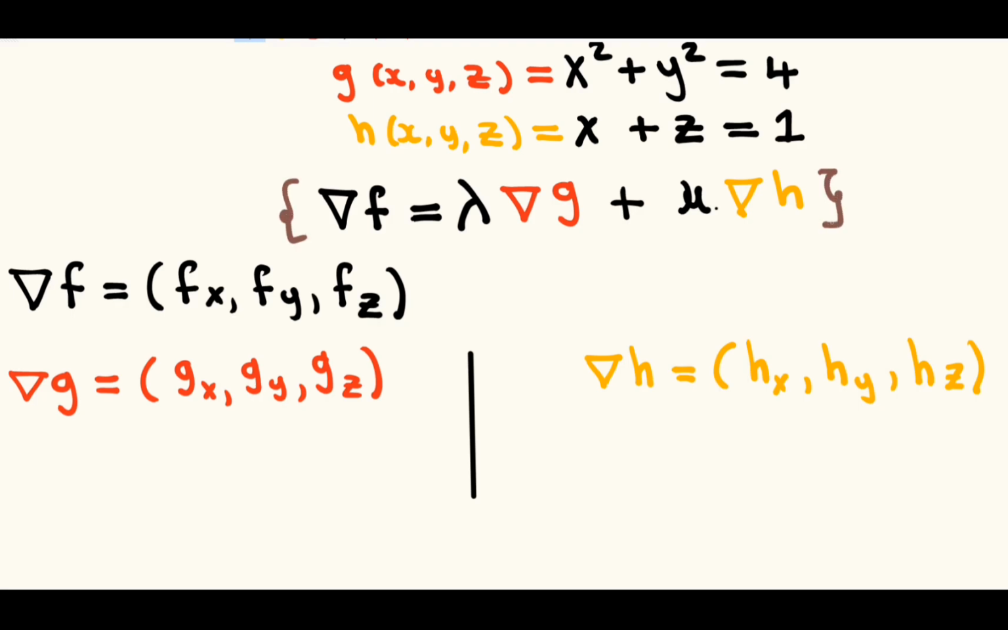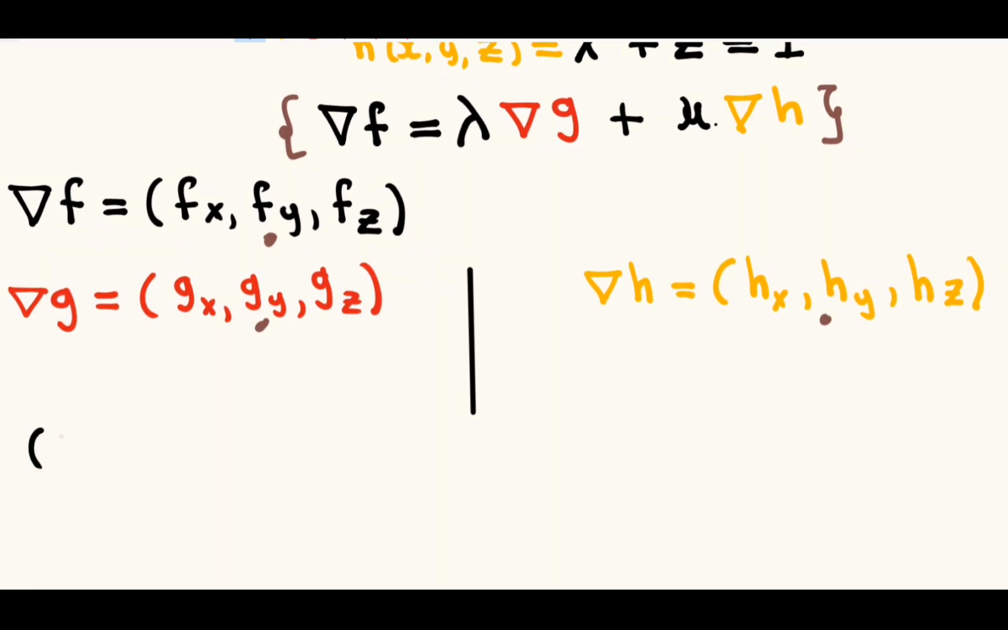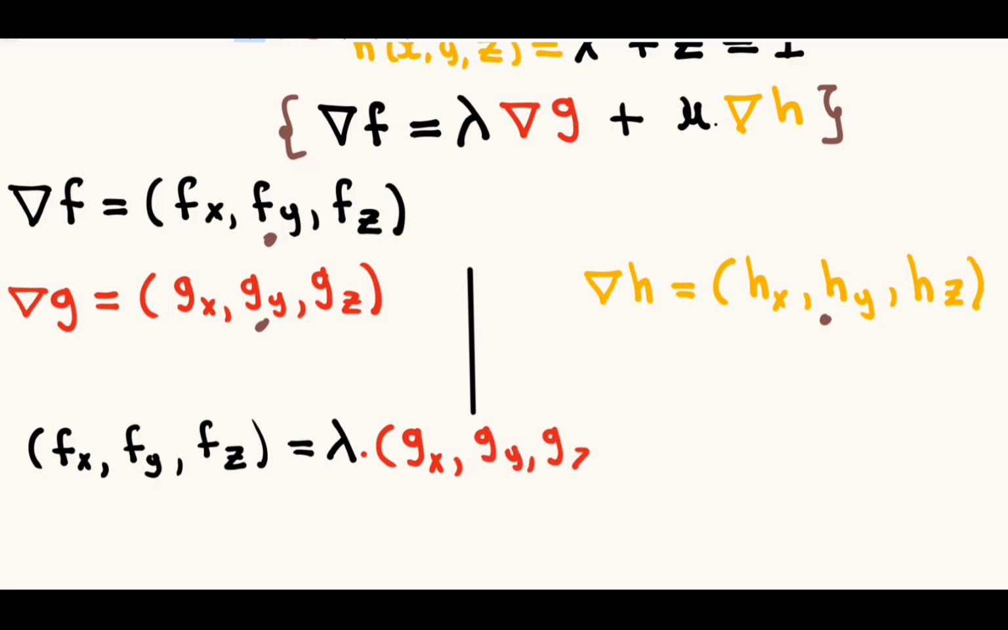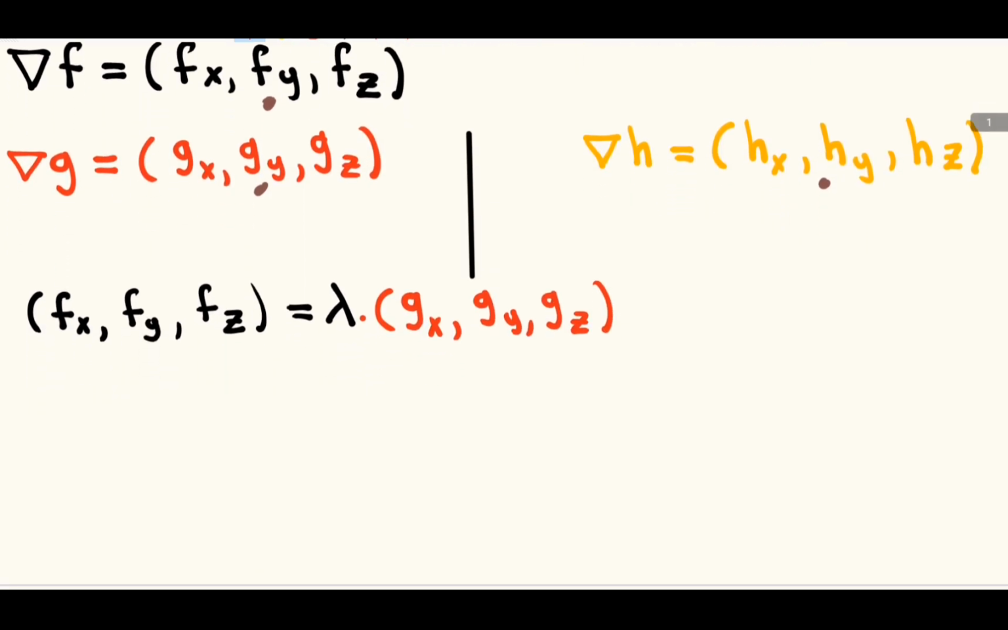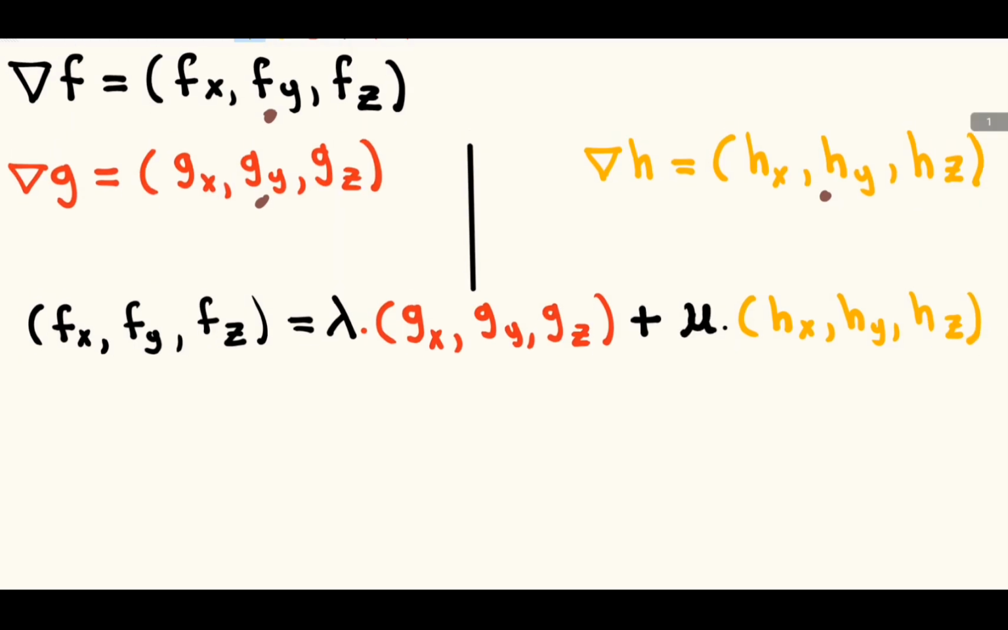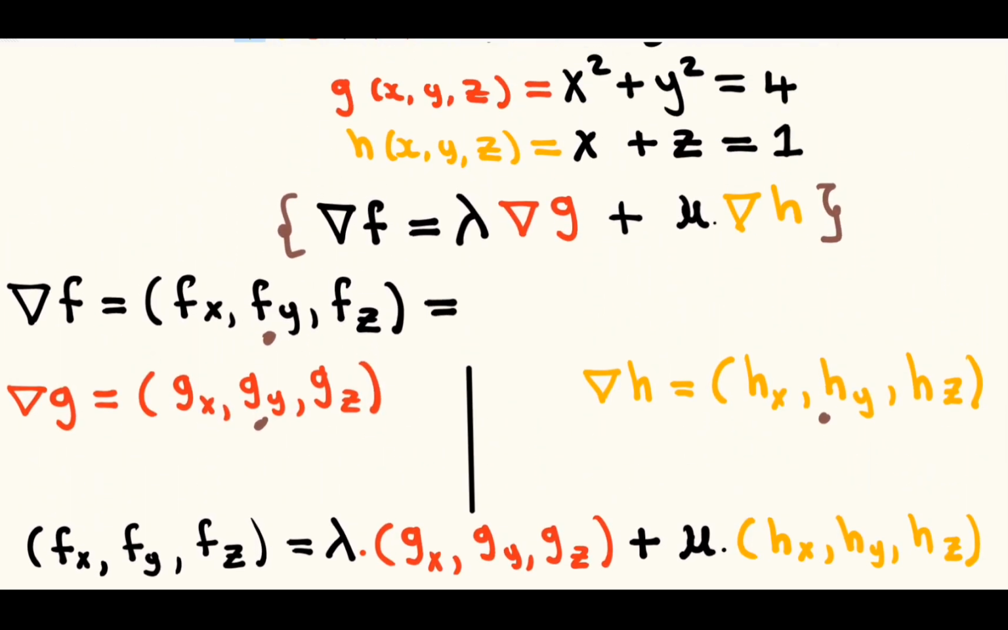In this formula, we are going to substitute these three formulas, where f subscript x, f subscript y, f subscript z will be equal to lambda multiplied by g subscript x, g subscript y, g subscript z plus mu multiplied by h subscript x, h subscript y, h subscript z. We determine delta f by differentiating f.